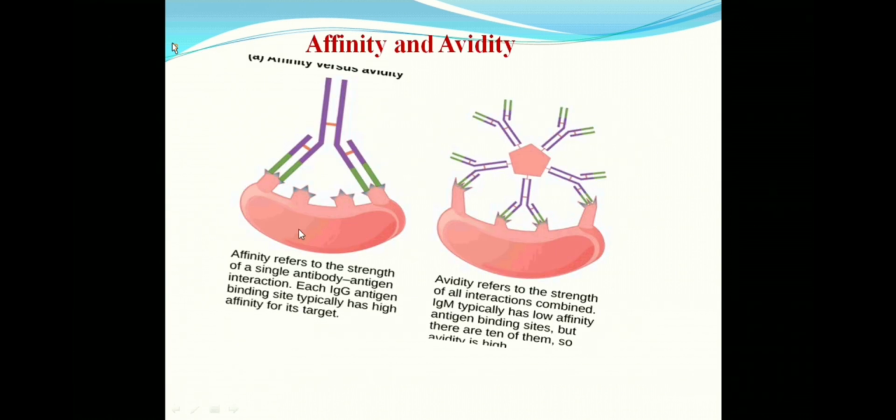This diagram explains affinity and avidity. This is affinity, which refers to the strength of a single antibody antigen interaction, but this is the avidity. It refers to the strength of all the interactions. There are so many antigen antibody interactions. This is the avidity.